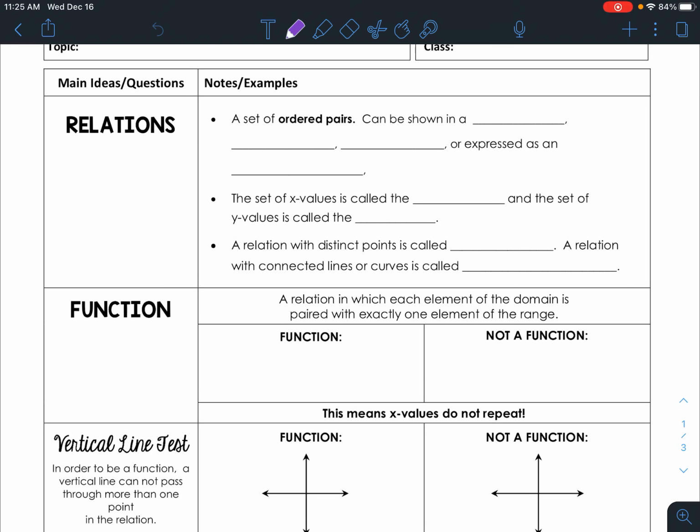Well, good morning. We are going to be talking about domain and range today. First thing I do want to talk about is relations. So you've probably discussed this before in Algebra 1, but a set of ordered pairs can be shown as a table, a mapping, a graph, or it can be expressed as an equation.